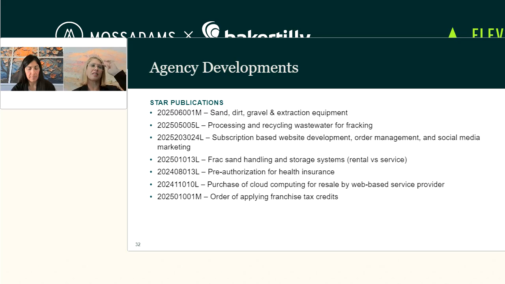The next one is the fracking, the rental versus service. So we see this a lot in energy, oil and gas, construction, et cetera. Oftentimes things are listed as a rental, maybe on an invoice, but really it's a service. So, is there an operator or a person there that's running the item, or is the control and the operation truly turned over to the buyer?